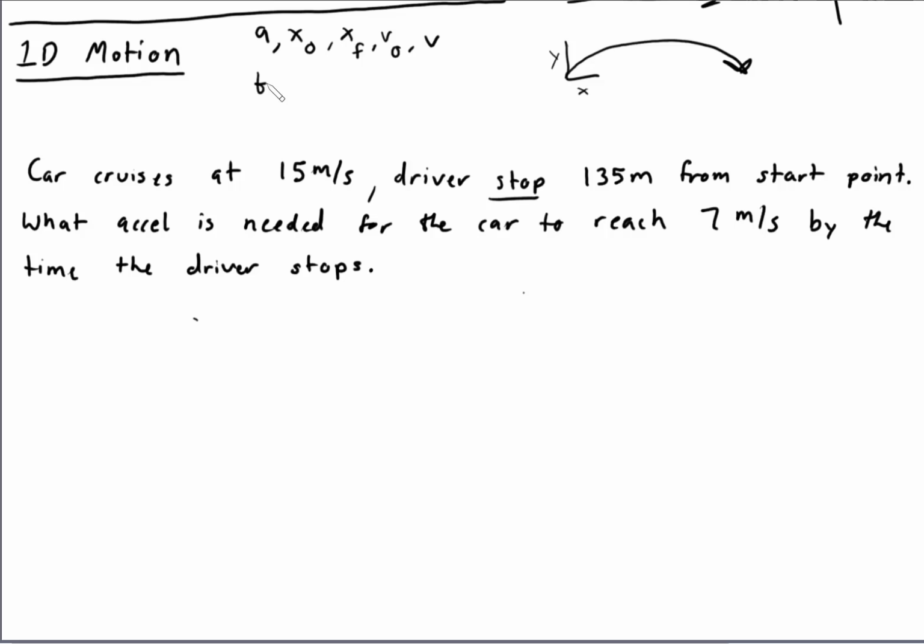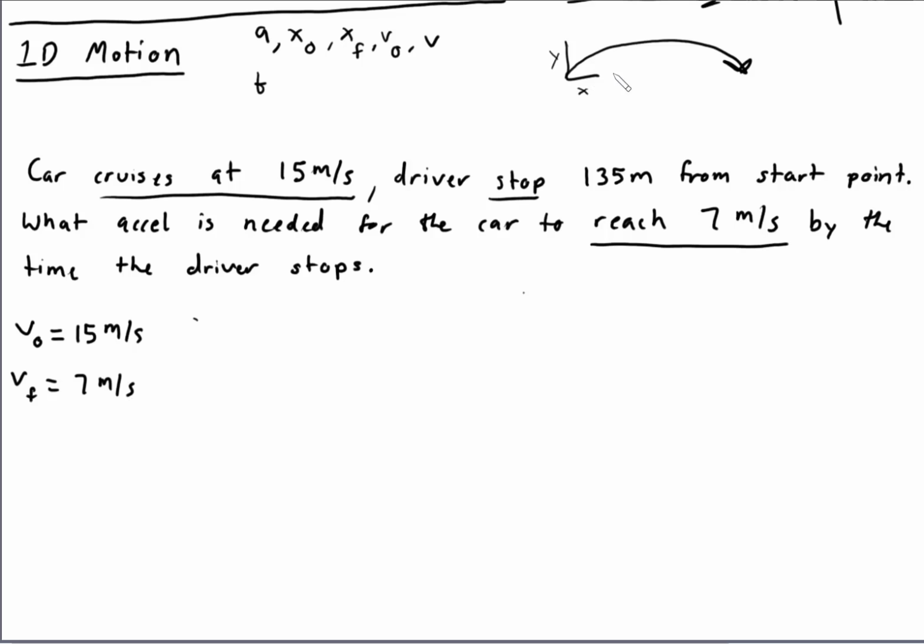So what variables do we already have? Well, we know our car's already at 15 meters per second, so we know our initial velocity, right? The velocity we're starting out with is going to be 15 meters per second. Now we know that the car wants to reach 7 meters per second, so it's the velocity that we end up at, 7 meters per second. Well, what is our initial x position? We don't know where he started, but we can take our reference frame to be whatever we like. So no matter where he starts, we're going to call that position 0 meters.